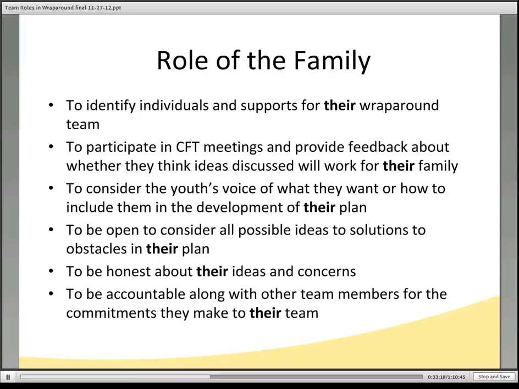We also feel that families need to be open to consider all possible ideas to solutions to obstacles in their plan. Again, this comes with that creativity. If they've tried it before and it didn't work, well, maybe it might be different this time, or maybe we need to think of some new ideas. And so to be really creative and to be open to those ideas, to be honest about their ideas and concerns, and then to really be accountable along with everyone else on the team for the commitments that they make to their team and wraparound.